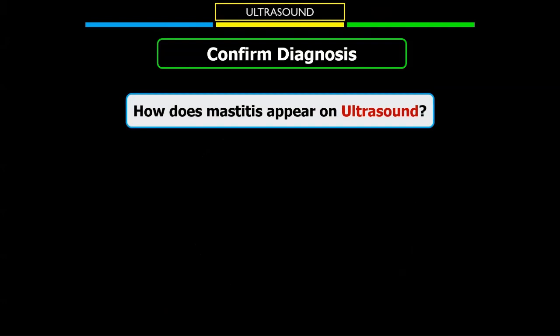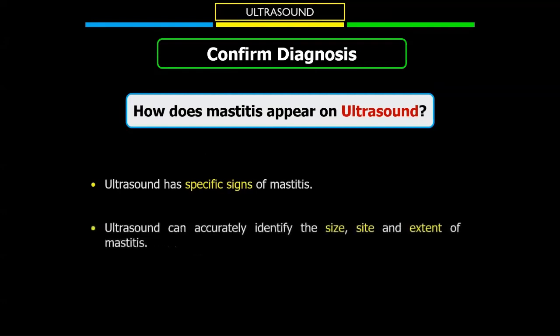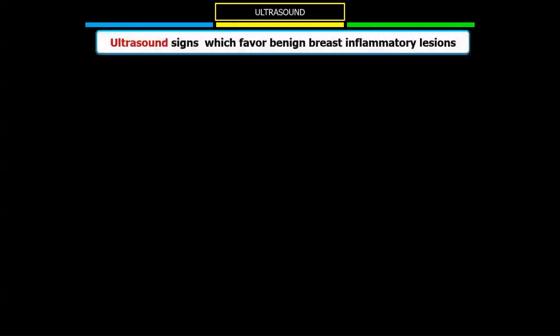On the ultrasound examination, on the other hand, we see a specific appearance for mastitis. And on ultrasound, also, we can accurately identify the size, the site, and the extent of mastitis, and we can pick up mastitis in its early stages. We have specific signs to prove that this is a benign inflammatory breast disorder.